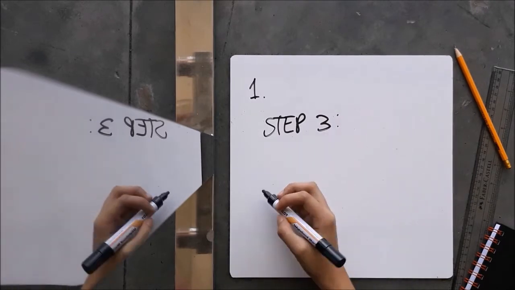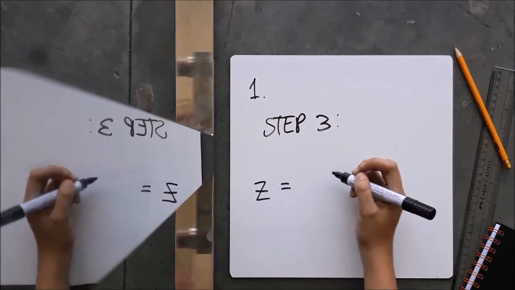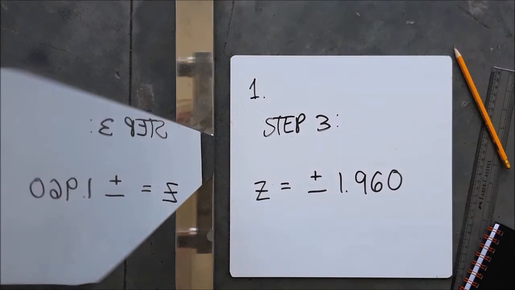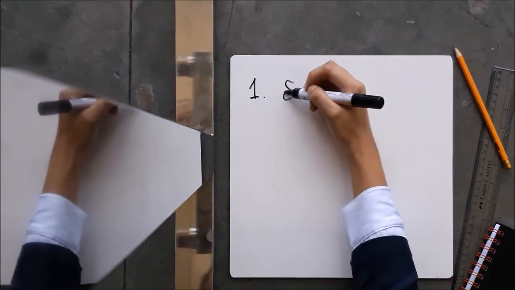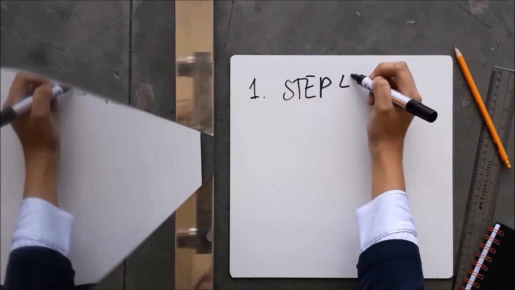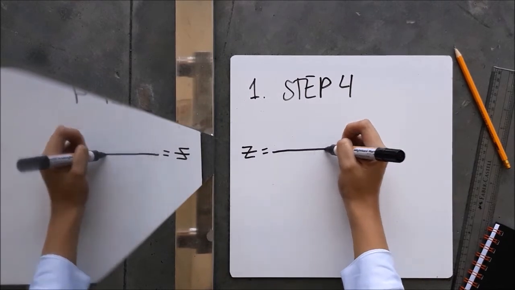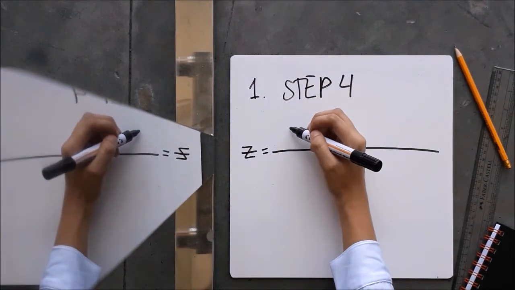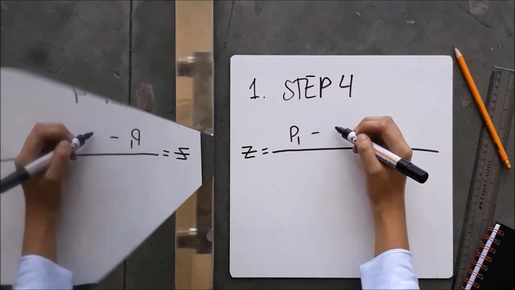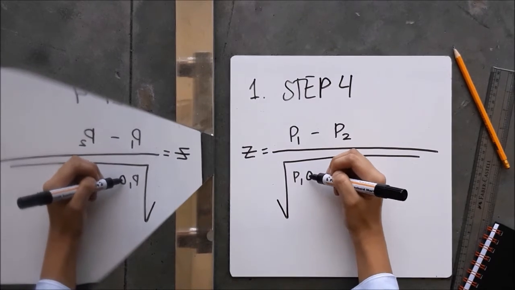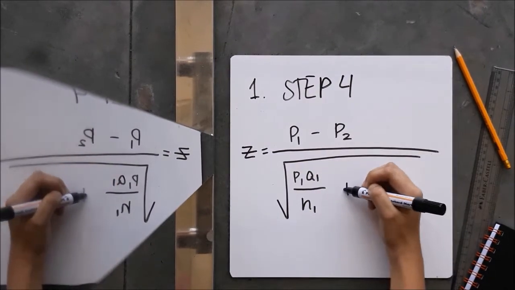Since this is a two-tailed test, you will have two critical Z values, a positive and a negative one. Now using your t-table, locate your alpha which is in the two-tailed part. You'll get positive negative 1.960. Step 4 is to solve for the problem. Using the formula Z is equal to P1 minus P2 all over square root of P1 Q1 over N1 plus P2 Q2 over N2.